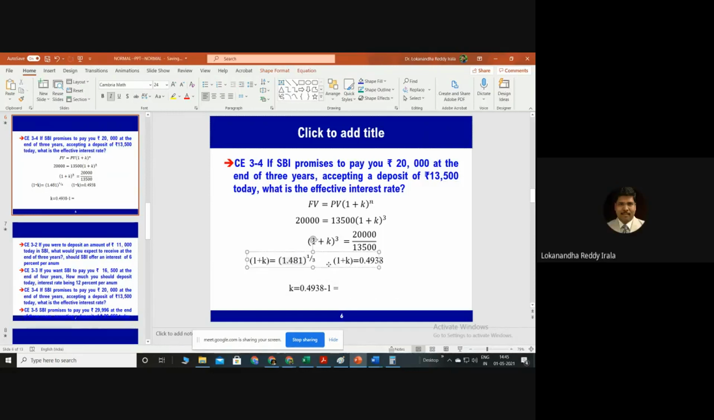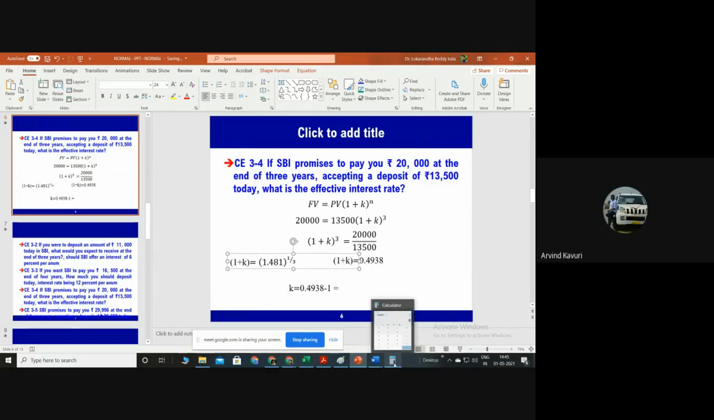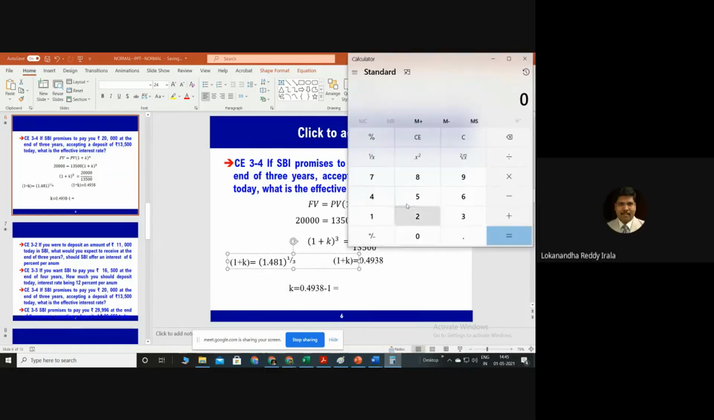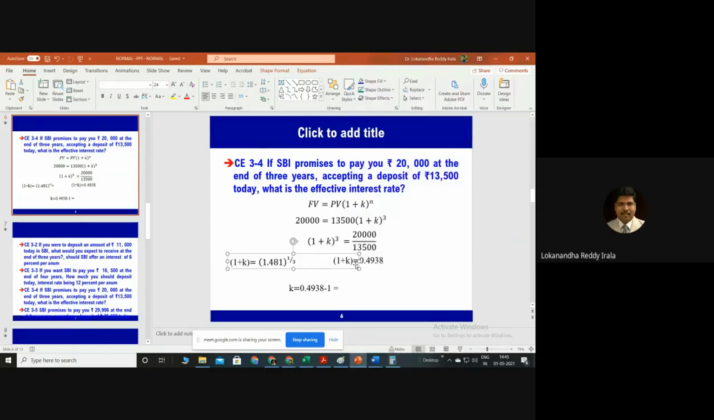So you have a calculator. Checking on the phone, sir, but I don't have a calculator. I think we can put it in Excel. 1.481 to the power of 1 by 3. So you can actually have a cube root. First, let us find out what is 1 by 3. You're able to see the calculator? Yes, sir. So 1 by 3 is 0.333. So first let us write this.